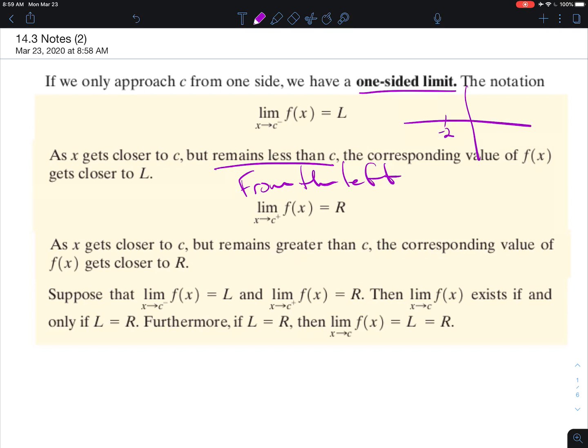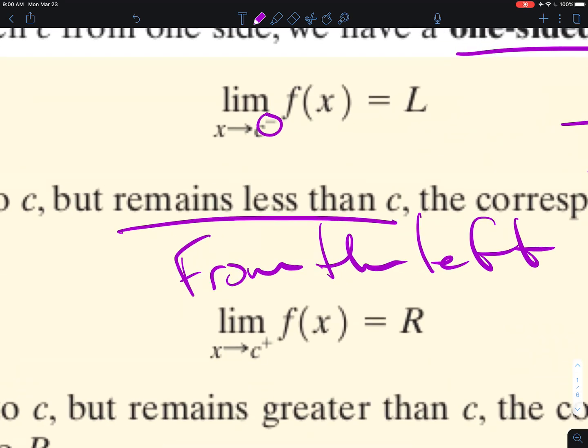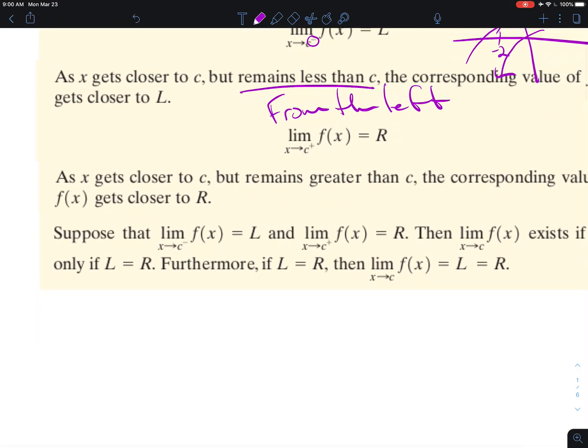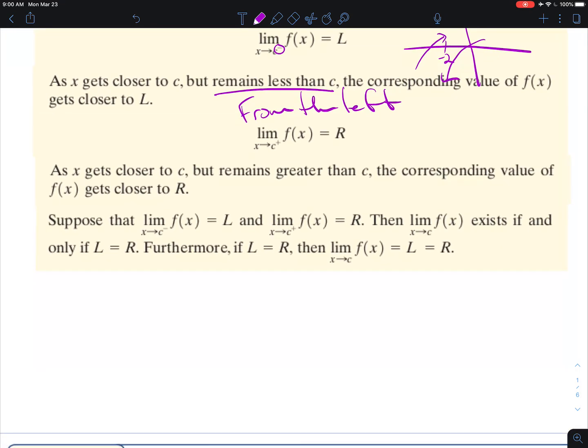If we're talking about -2 and the graph is going this way, I'm only concerned about what the graph is doing as it approaches -2 from the left. It may be doing something completely different coming from the right, but I don't worry about that. If it has this negative sign as a superscript for the value c, then we're talking about it coming from the left. There is a similar positive limit as x gets closer to c but remains greater than c, so you could think of that as coming in from the right.